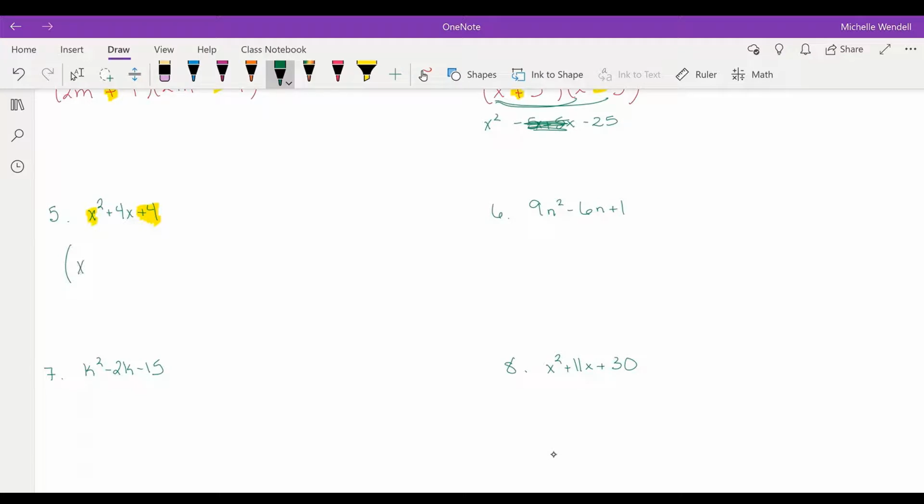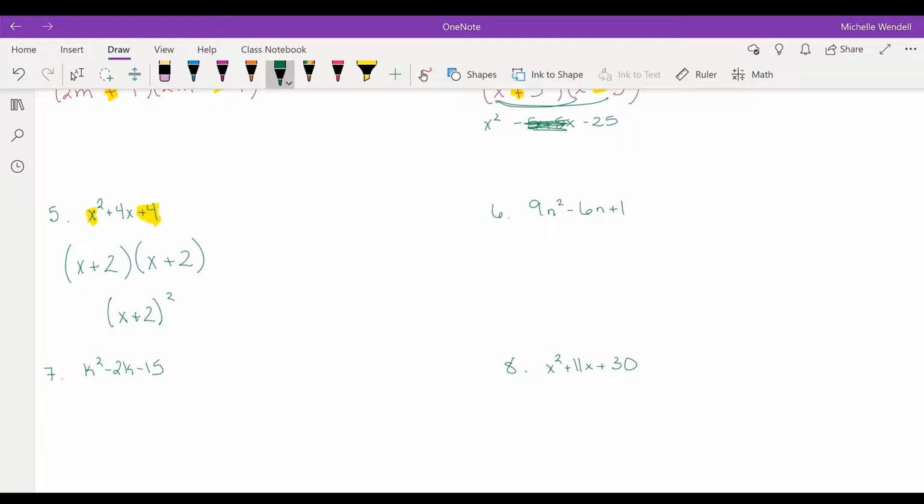So I have x plus 2 times x plus 2. It's going to repeat itself because the x squared is a perfect square and the plus 4 is also a perfect square. So you can write x plus 2 times x plus 2, or just condense into x plus 2 squared.